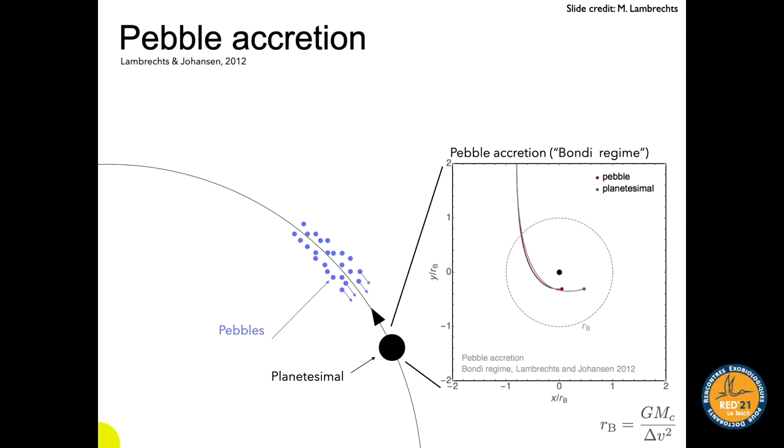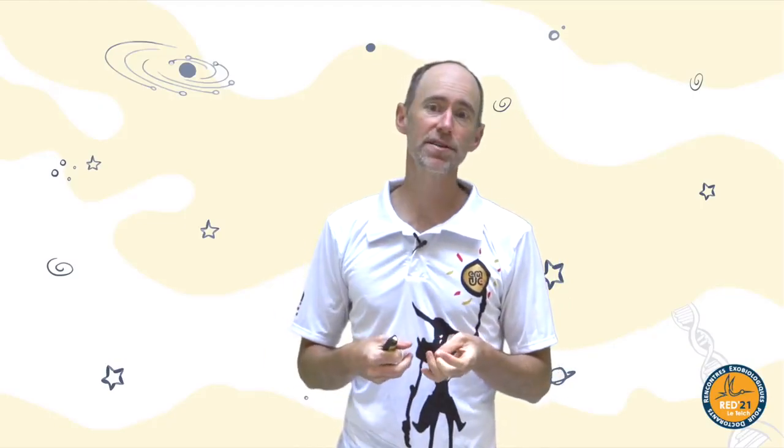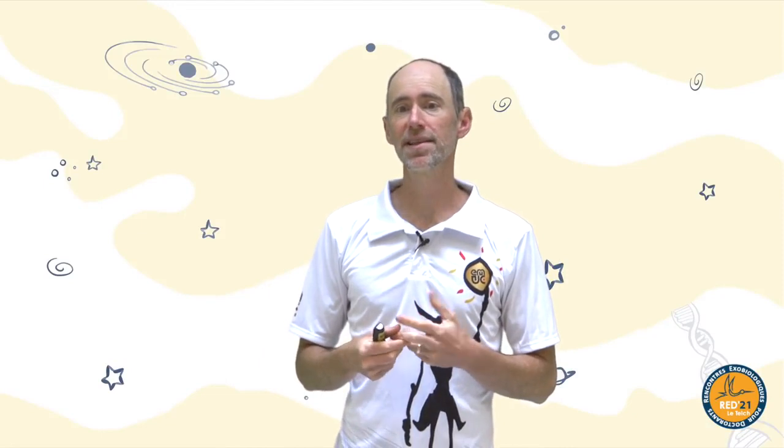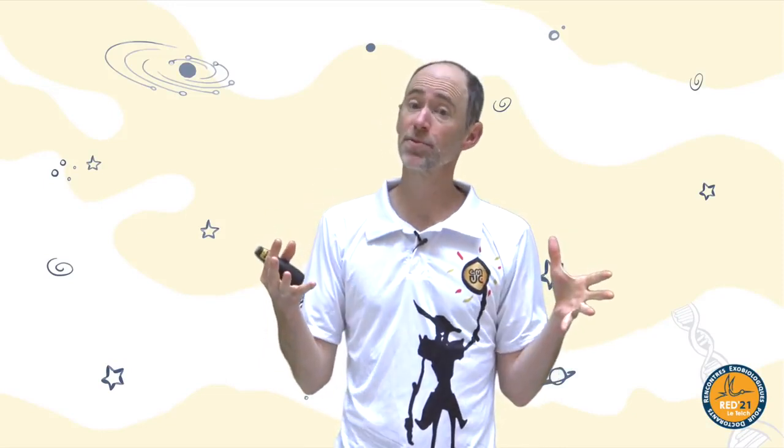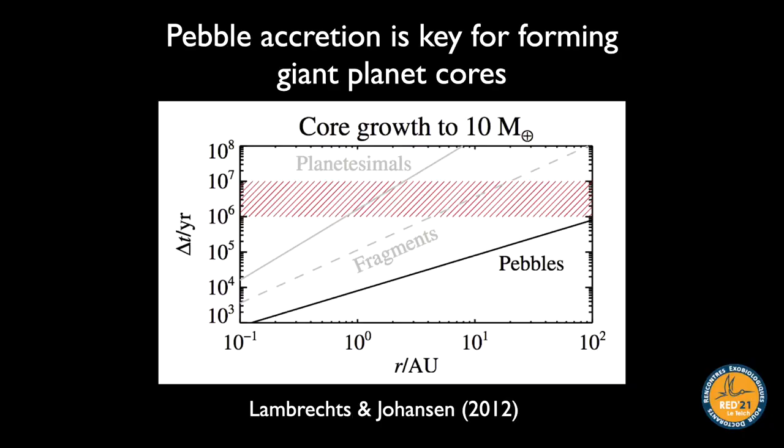The reason for that is the interaction with the gas. It helps the pebbles spiral in. What this does is it lets the large planetesimal grab onto drifting pebbles very efficiently, much more efficiently than if it was just grabbing onto other, smaller planetesimals. Where this matters is especially for the giant planets. We think this is a key process for how the cores of the giant planets form. We'll talk more about the details of that later.